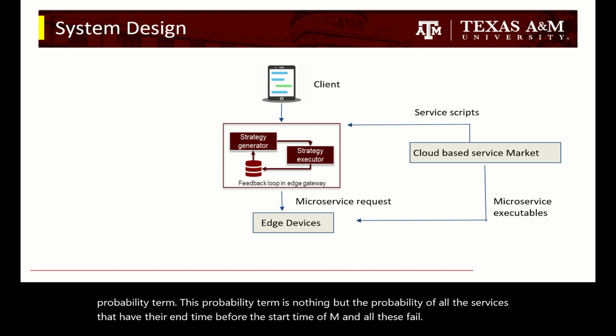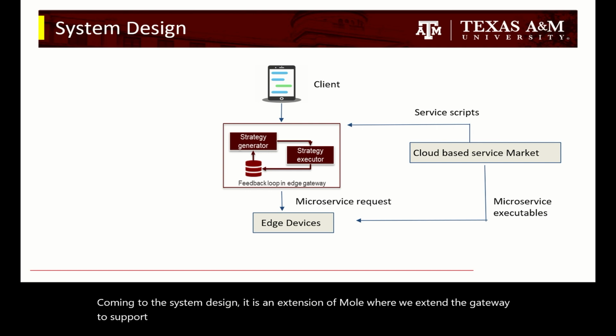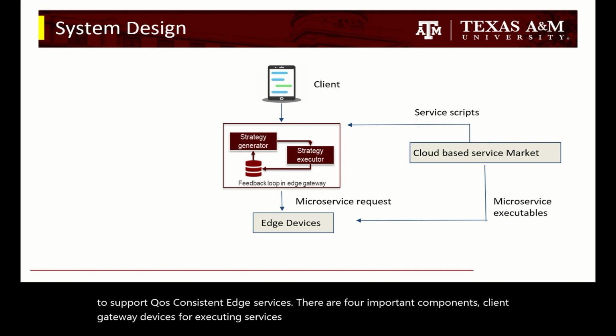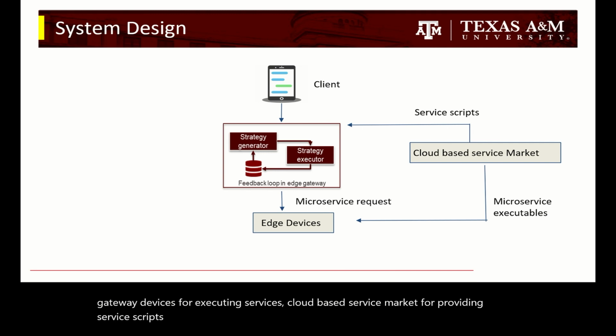Coming to the system design, it is an extension of MOLE where we extend the gateway to support QoS-Consistent edge services. There are four important components: client, gateway, devices for executing services, cloud-based service market for providing service scripts, and microservice executables. The client sends a service request to the connected gateway.